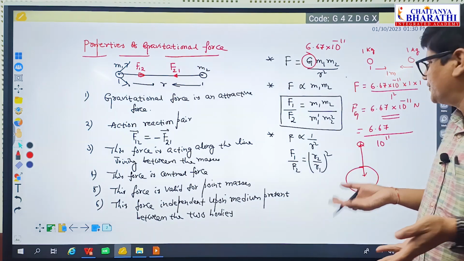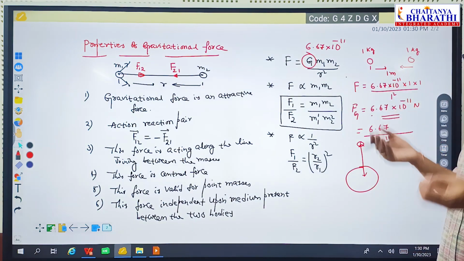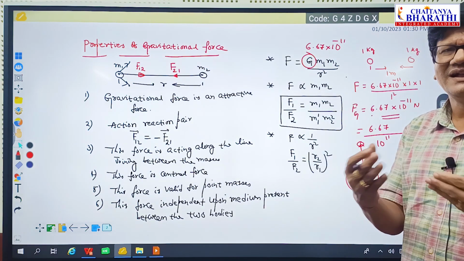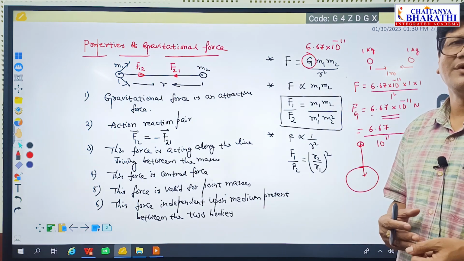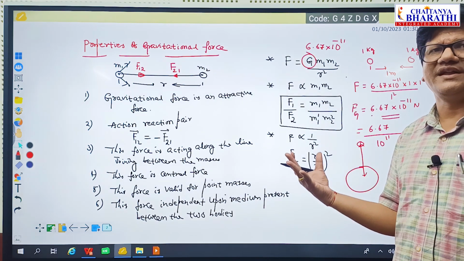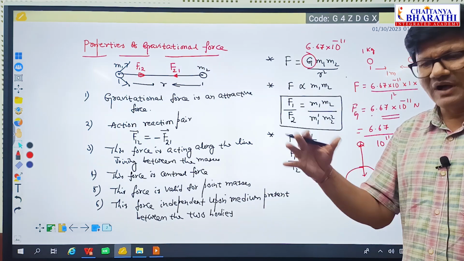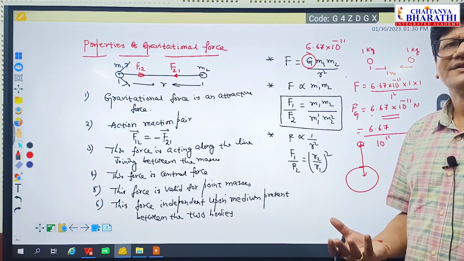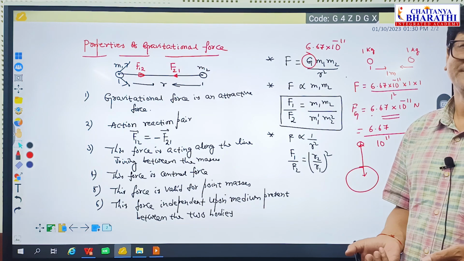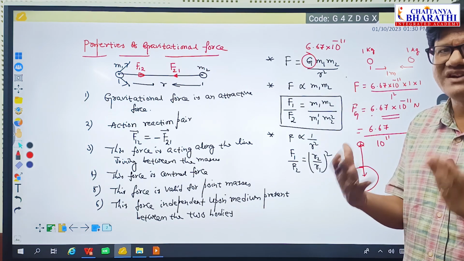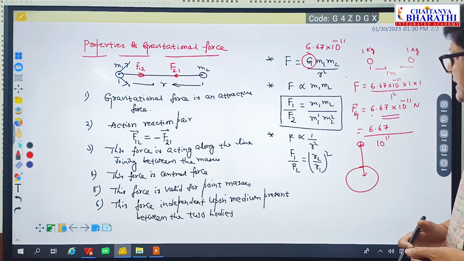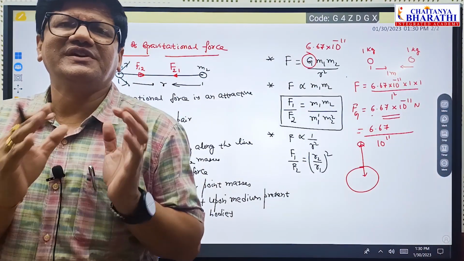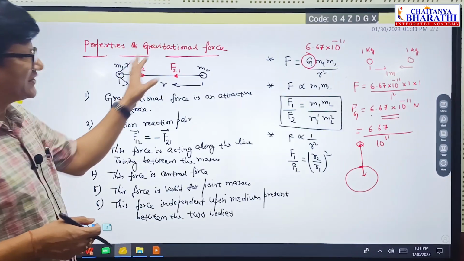So gravitational force becomes very, very small for smaller objects. That's why these smaller objects don't attract each other. For heavy objects, where there is a huge mass, like the Earth-Moon system or the Earth-Sun system, those forces are considerable. Okay, so this is about Newton's universal law of gravitation, sir.